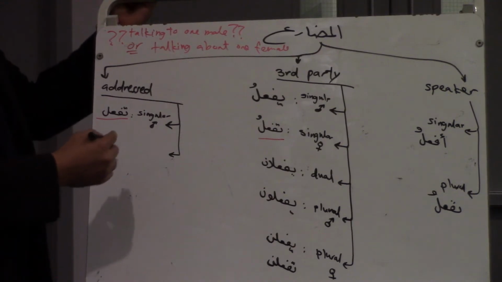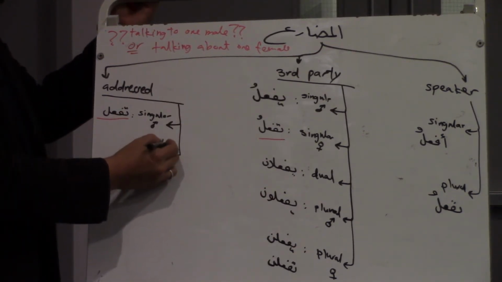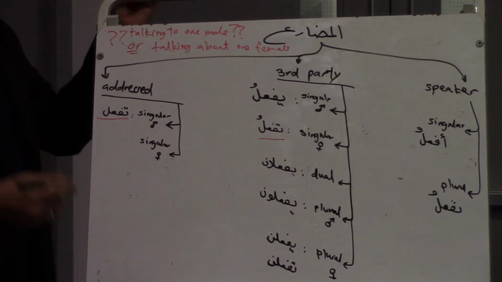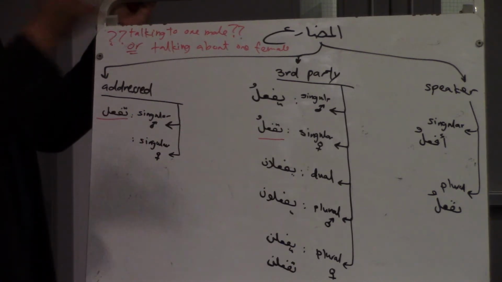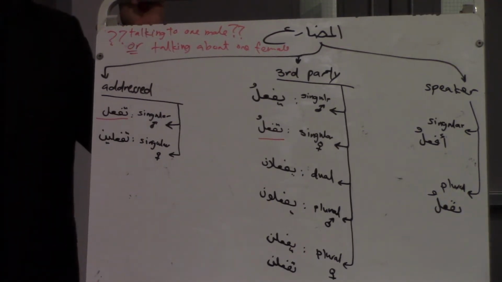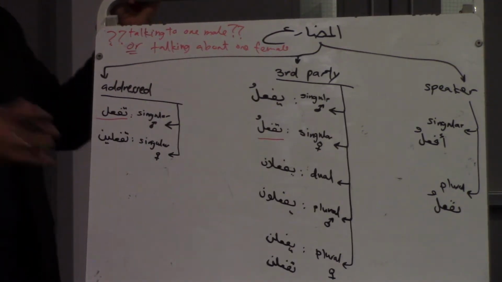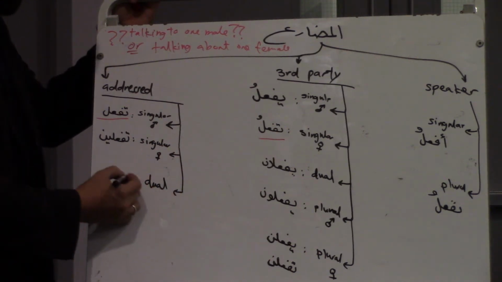Okay. So the second, singular female. So we're talking to one lady. So what will we say? We're talking to one lady. Taf'alin. Okay? One of the 5 exceptional verbs, right? Taf'alin. We're talking to 2 people.